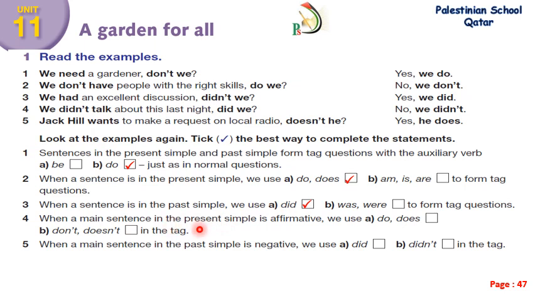Number 4. When a main sentence in the present simple is affirmative, we use A. do, does, or B. don't, doesn't in the tag. Guess. Yes, very easy. Yes, very good. Don't, doesn't in the tag. Number 5. When a main sentence in the past simple is negative, we use A. did, or B. didn't in the tag. Very, very easy. Did, because the sentence is negative.